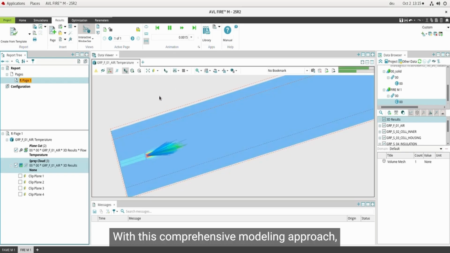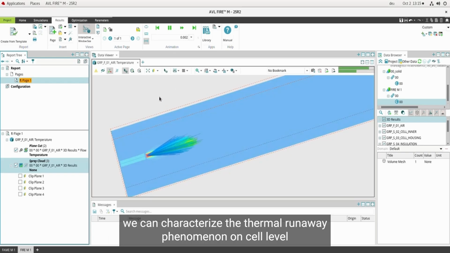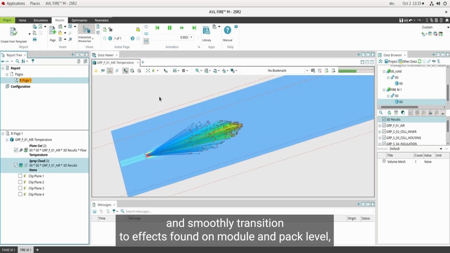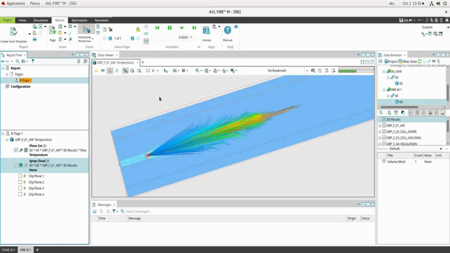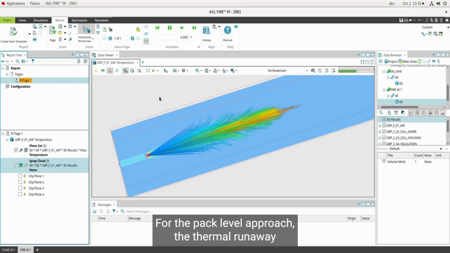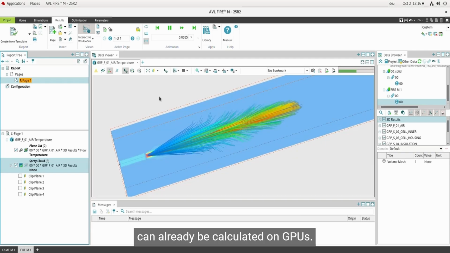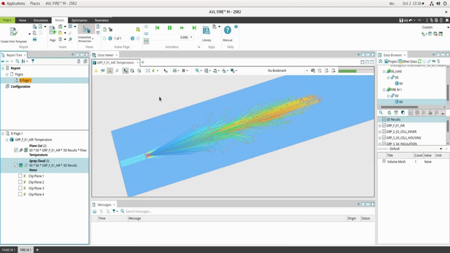With this comprehensive modelling approach, we can characterize the thermal runaway phenomenon on cell level and smoothly transition to effects found on module and pack level, like meltable parts and burst disks. For the pack level approach, the thermal runaway can already be calculated on GPUs.